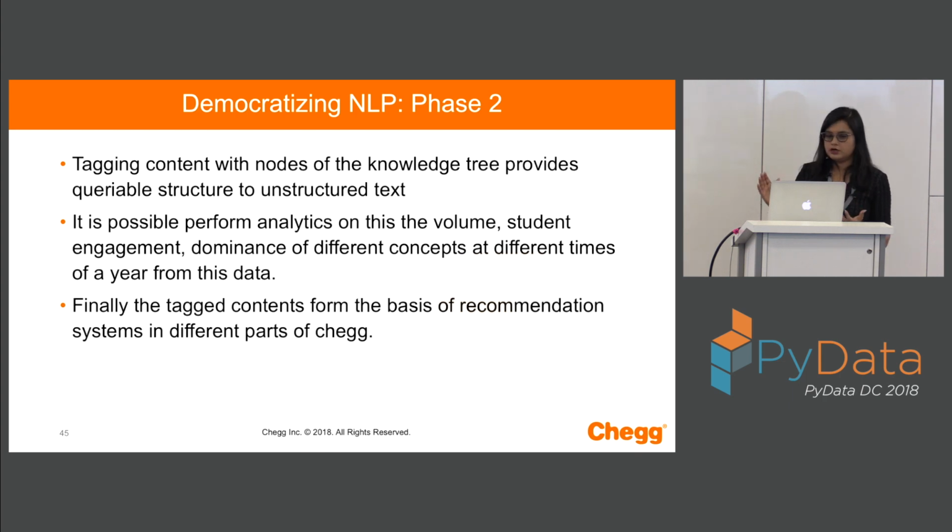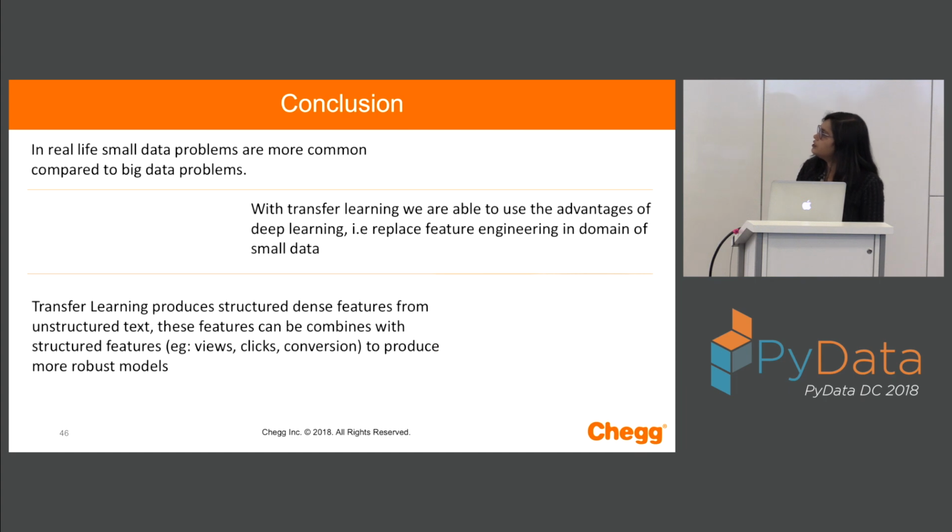And finally, I will reiterate the same point. In real life, most problems are small data problems, and transfer learning replaces feature engineering to a certain extent, which makes it really cool. The other interesting thing when you're using vectors as features is that you might have additional features like views, clicks, and conversion rates, which could go into the same model and produce something better. So you have the option of augmenting it with structured features.